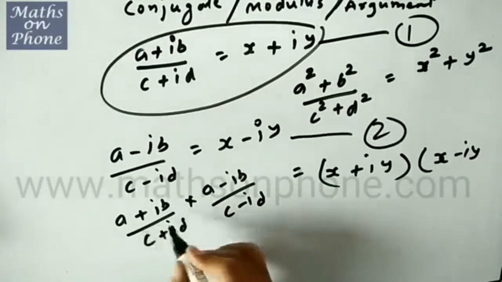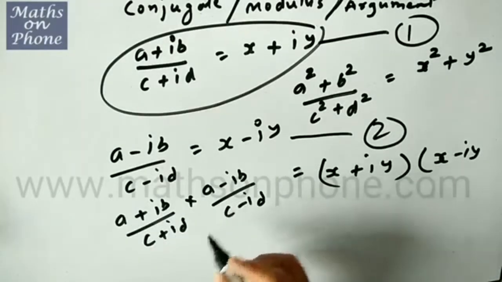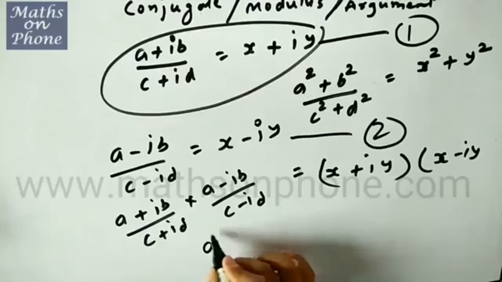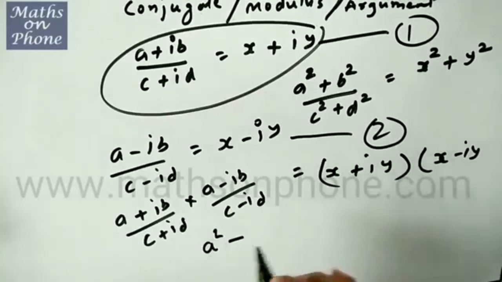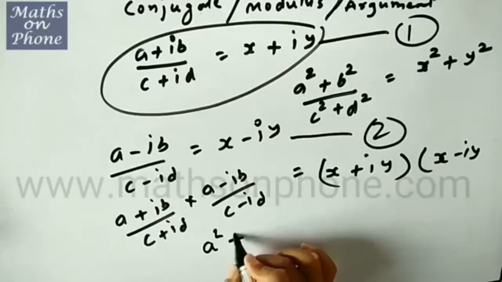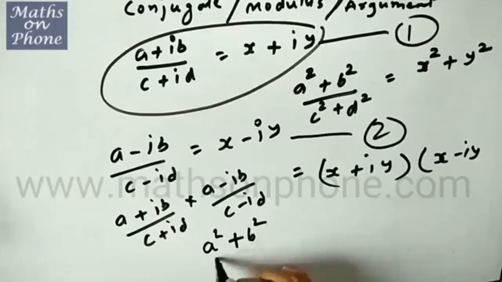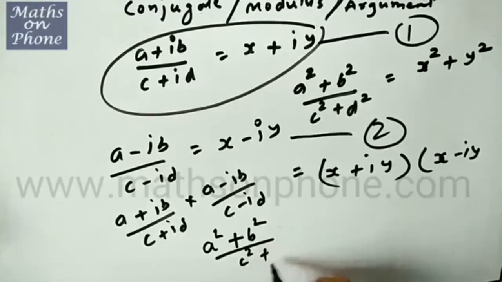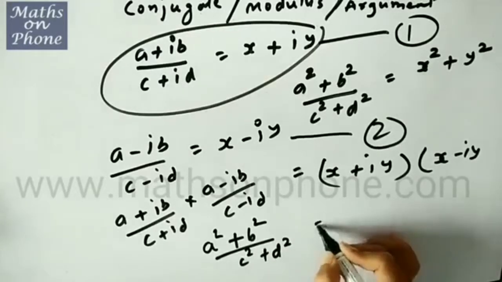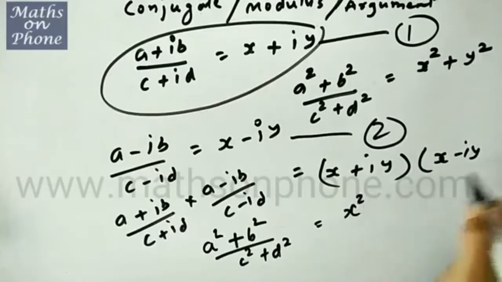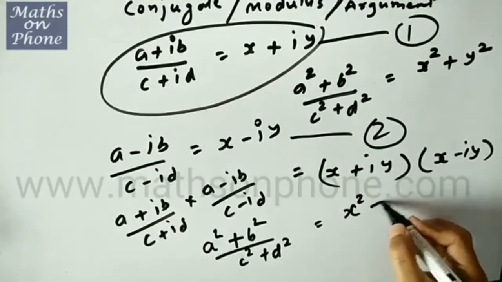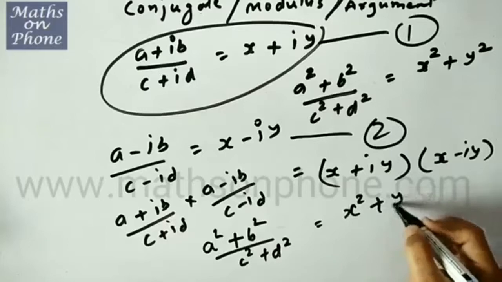So what is it coming out to be? This is a plus b into a minus b form, a square minus b square, that is a square minus i square b square. i square is minus 1, so plus b square. Here it is coming out to be c square plus d square in the same way, and here x square minus i square y square. i square is minus 1, so plus y square.